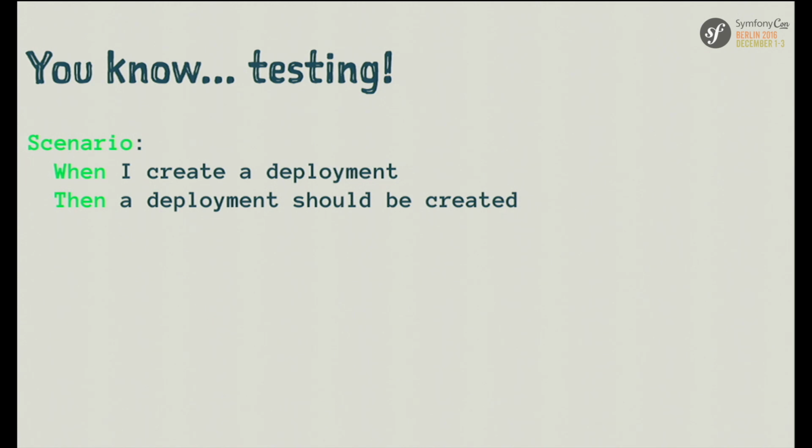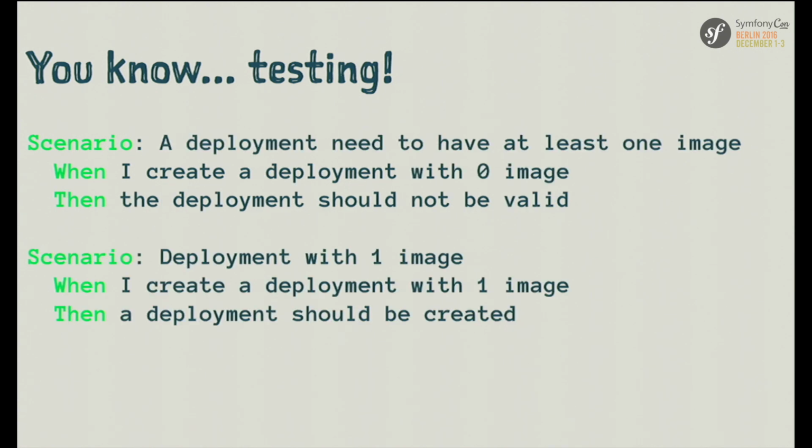This scenario is quite simple, but it's just to highlight that maybe it's not the best one. Because when I create a deployment, then a deployment should be created, it's kind of too simple. It's just to highlight that already here, we potentially have some business logic. We potentially need to do something rather than just creating the deployment. From this extremely simple use case, we can already think about two different scenarios. The first one: if I want to create a deployment with 0 images to build, that makes no sense at all, so we're going to say the deployment is invalid. Second example: I create a deployment using 1 image. That's fine, so the deployment should be created.